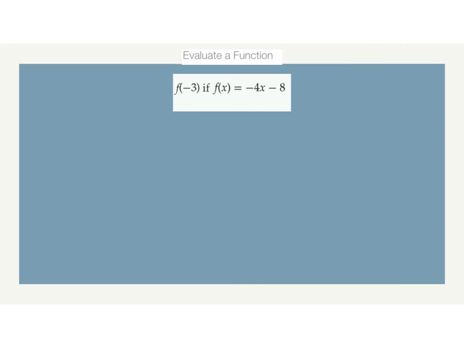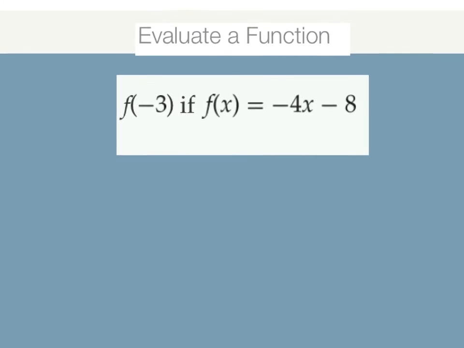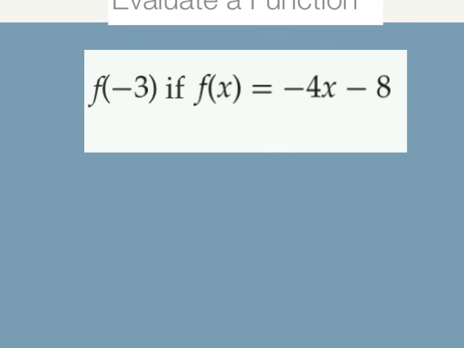All right, so we have to evaluate f of negative 3 if f of x is equal to negative 4x minus 8. So what do we need to do first? We fill in the x's with negative 3. So we're replacing all of the x's in our equation with negative 3. So f of negative 3 is equal to negative 4 times negative 3 minus 8.